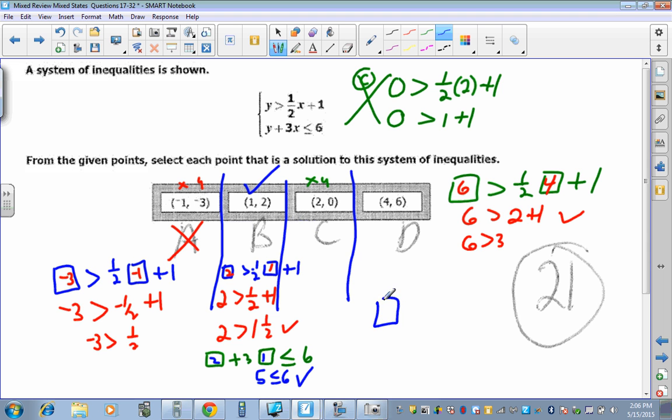Y plus 3x less than or equal to 6. And remember, that's x and that's y. So we have 6 plus 3 times 4. That's going to give you 18. 18 is not less than 6. So the only answer was B.